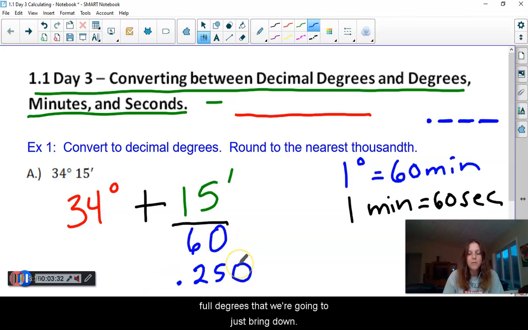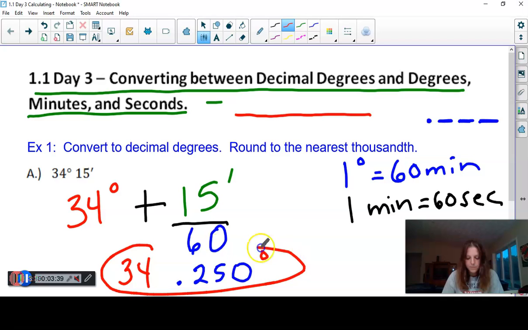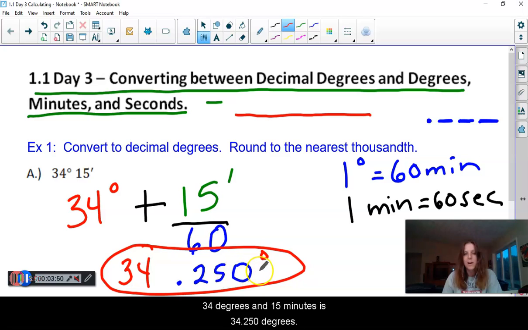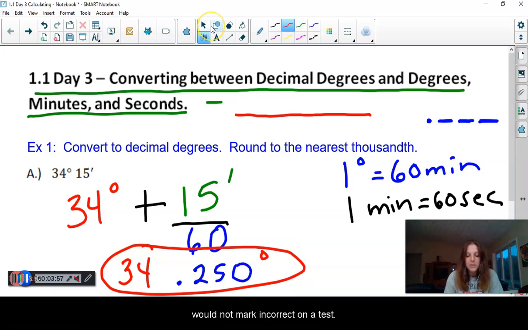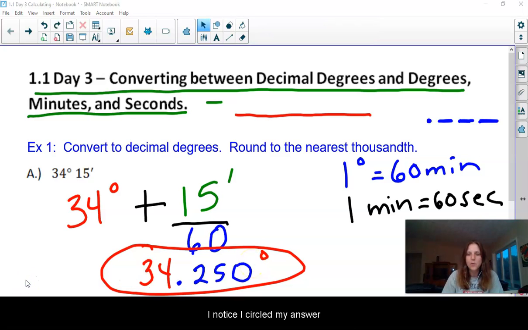Now we also have these full degrees that we're going to just bring down. So to change between the exact value and the decimal, 34 degrees and 15 minutes is 34.250 degrees. Now if you just put 34.25, it would be fine. It would be something that I would not mark incorrect on a test. However, since it is technically asking for the thousandths place, then you can just simply add that 0. And notice I circled my answer.